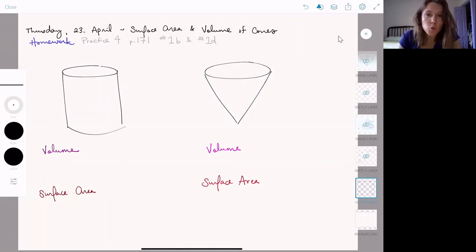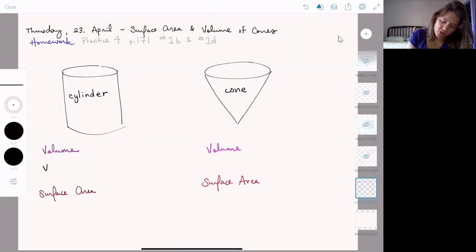So we have these two shapes. What is this one called? So this is what we were working with before. This is called a cylinder, okay? And this is going to be the shape that we're working with today. This is our cone, okay? Stop the video first. Do you remember the equations to find the volume and the surface area of a cylinder? Stop the video, figure it out.